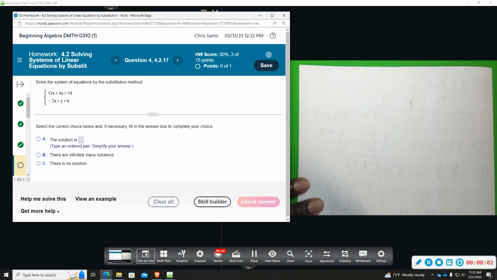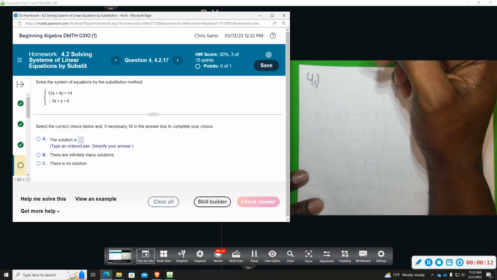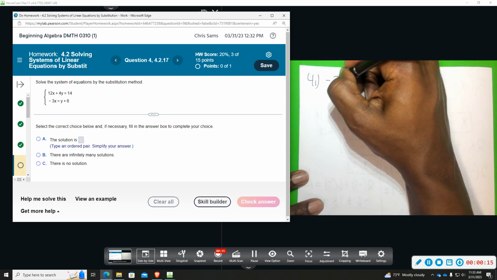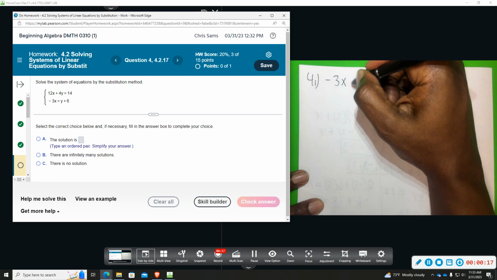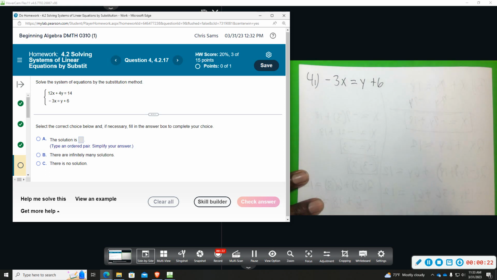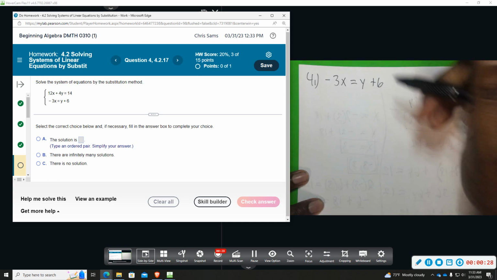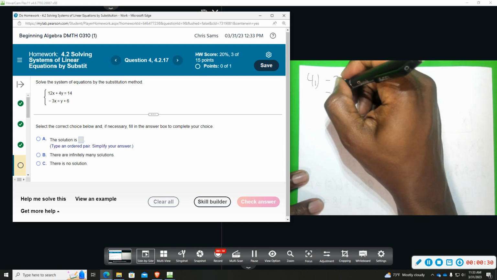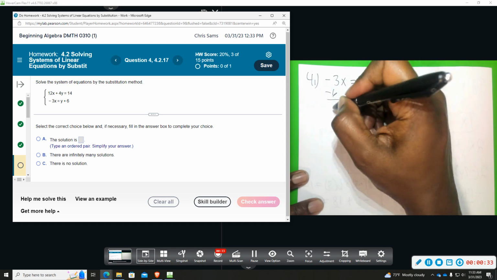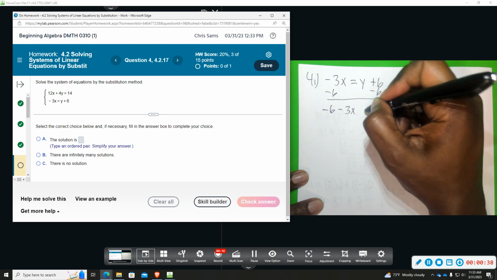All right, number 4, solve by substitution. The bottom equation has a y by itself, so we're going to solve for y in the bottom equation. Negative 3x equals y plus 6. So I'm going to get y by itself. I'm just going to move the 6 over to the opposite side, so I'm going to subtract 6. And it's going to give me negative 6 minus 3x equals y.